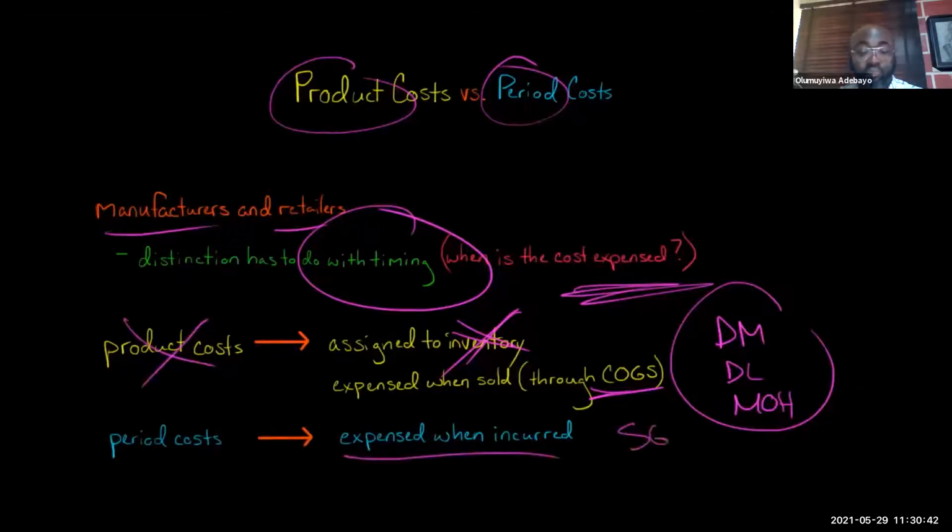An example would be selling, general and administrative expense. Let's say you have a sales commission. That's an example of a selling expense. In the period when you incur the sales commission, that's when you expense it. It doesn't become part of the company's inventory account or anything like that.